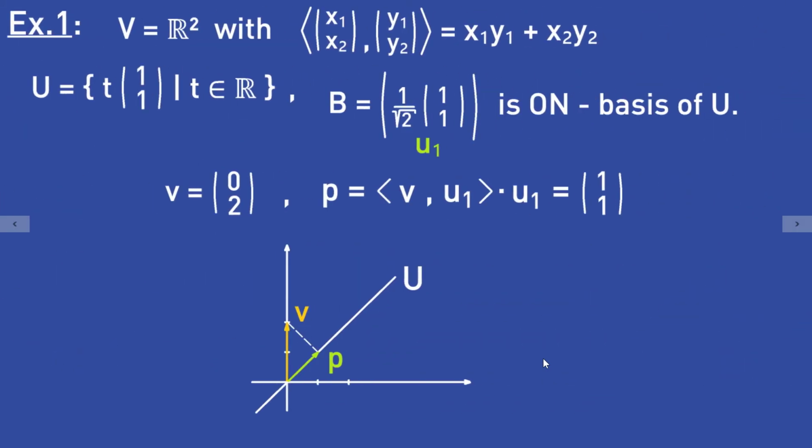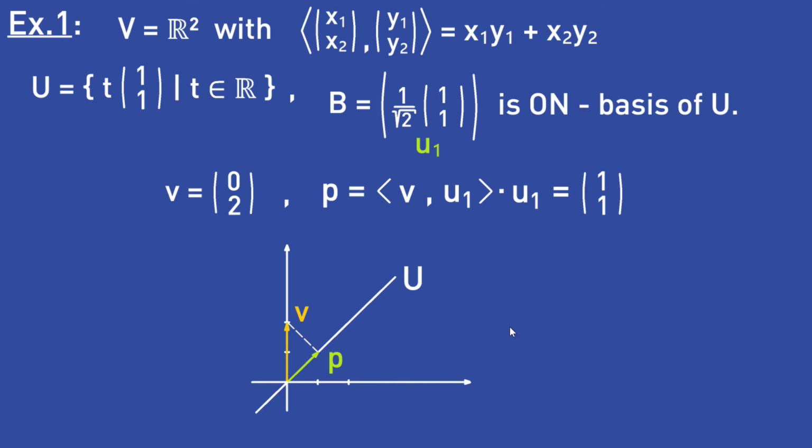Here I have a picture where you can see what is happening. That white line is the linear subspace U. The orange vector is the vector small v, so the vector (0, 2). And the green vector here is the orthogonal projection small p of the vector small v onto the linear subspace U.